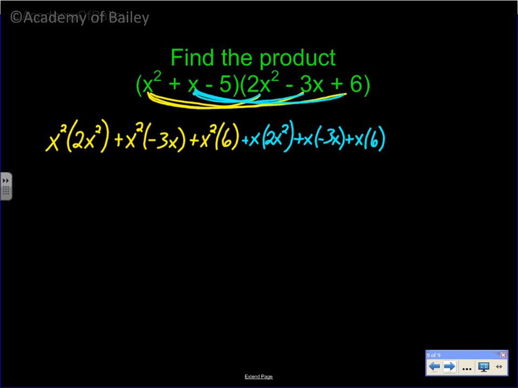You probably don't want to get in too big of a hurry when you do these, and I was just stopping to check to make sure that I had everything multiplied that we needed to. Because when you start working with larger problems like this, you start having some issues. If you get in a hurry, you start forgetting things. So we have negative 5 times 2x squared. Negative 5 times negative 3x.